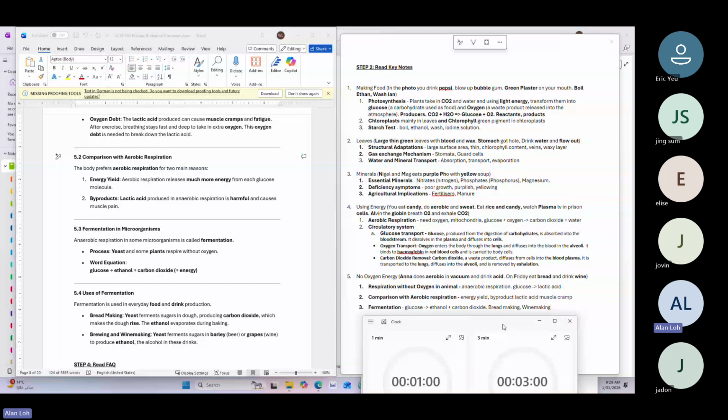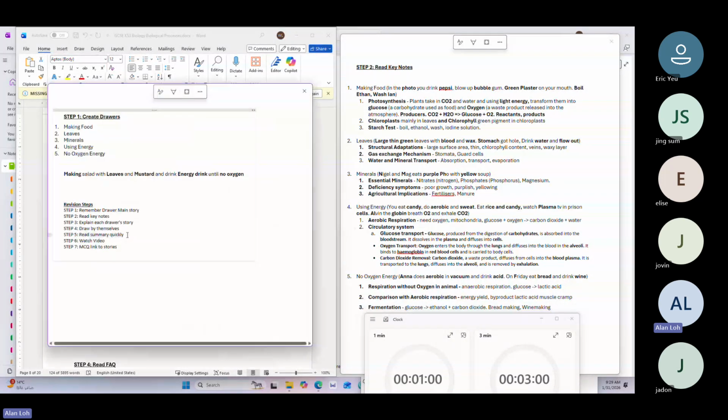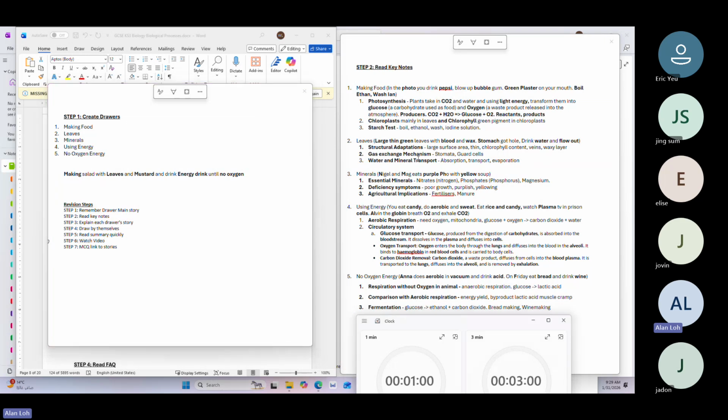So when you are doing revision, okay, let me see what's the next step. I can't remember already where we are now. Okay. So we have done the reading of the quick summary. Before we go into the next step, which is watching the video, the easiest pass, we will test you first, right? We have already tested Eric on the story. We tested Jaden on the name of the drawer.